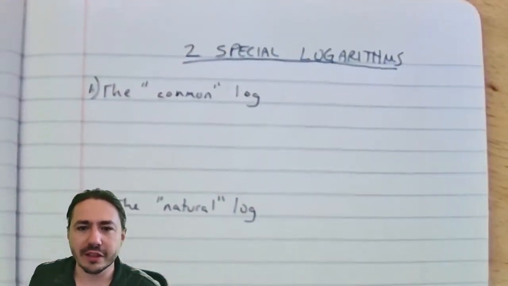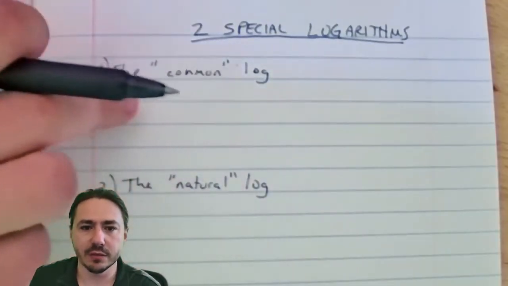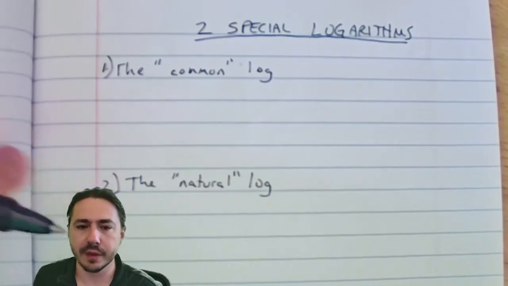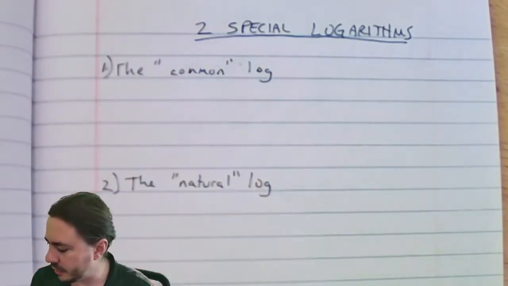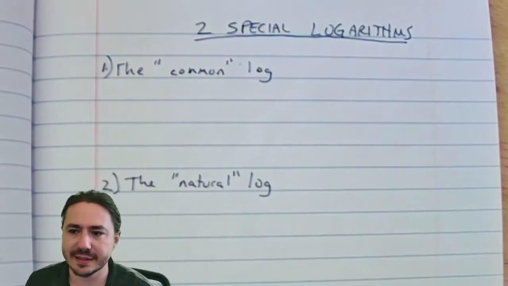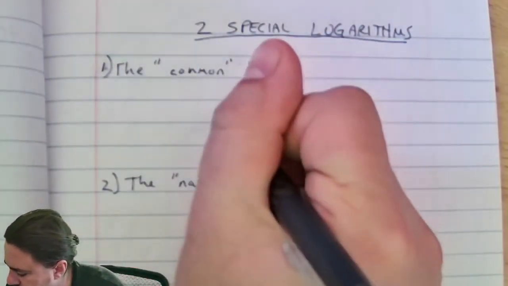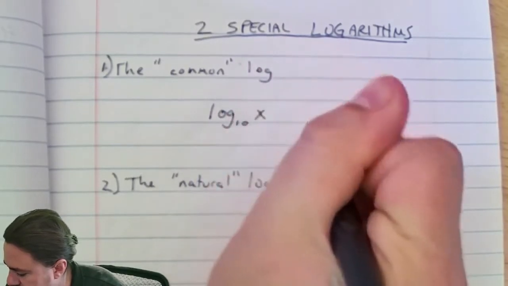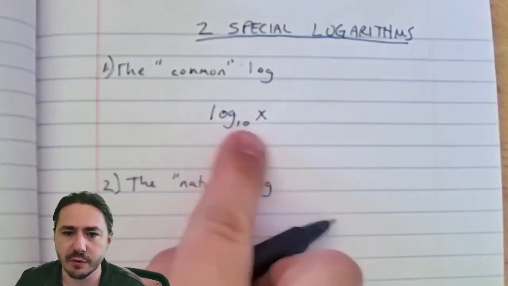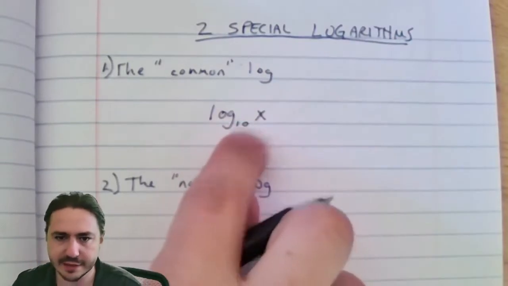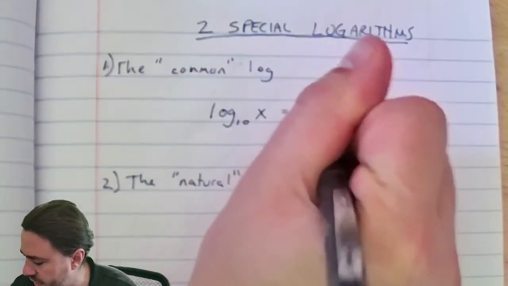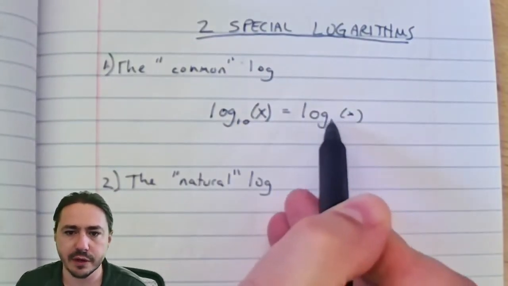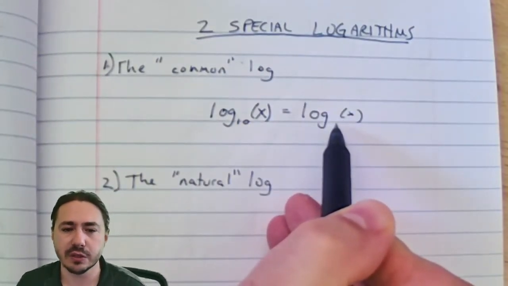So we've got these two special logarithms. We've got one that's known as the common log and one that's known as the natural logarithm. The common logarithm is when the base is 10. So if you have log base 10 of x, you typically will not write down that 10. You'll typically just see log of x. So if you do not see a number written in, the base is assumed to be 10.